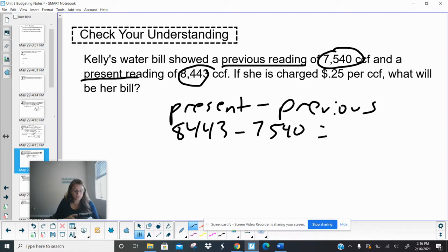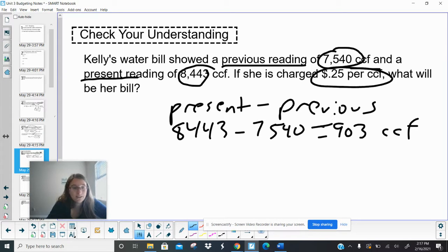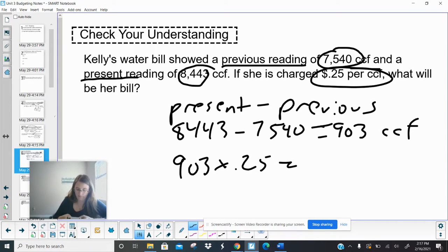And again, you actually do see this on your water bill. It shows you these readings. If you went out to your meter, you would see it. There'd be a little number right there, and that's the number it would show on the little dial in your yard, wherever your water meter is at. So they actually use 903 CCF at 25 cents per. So 903 times 0.25. So this is going to be a much more expensive water bill, $225.75.